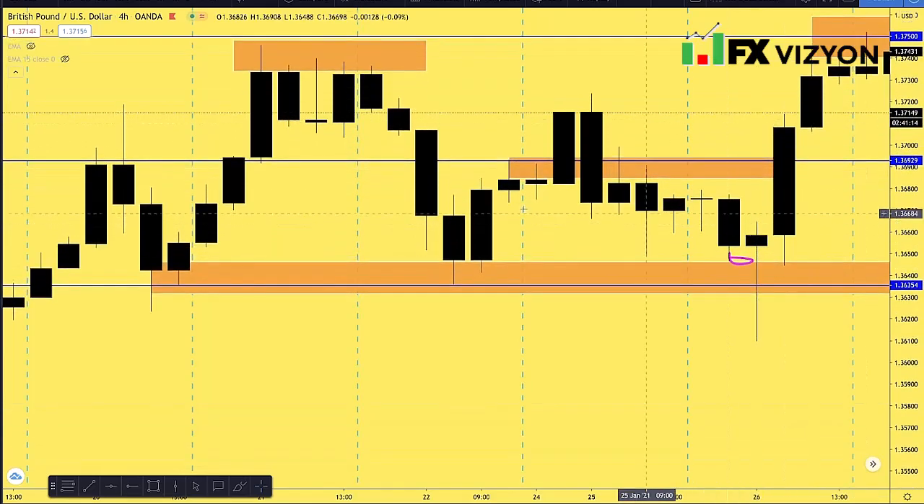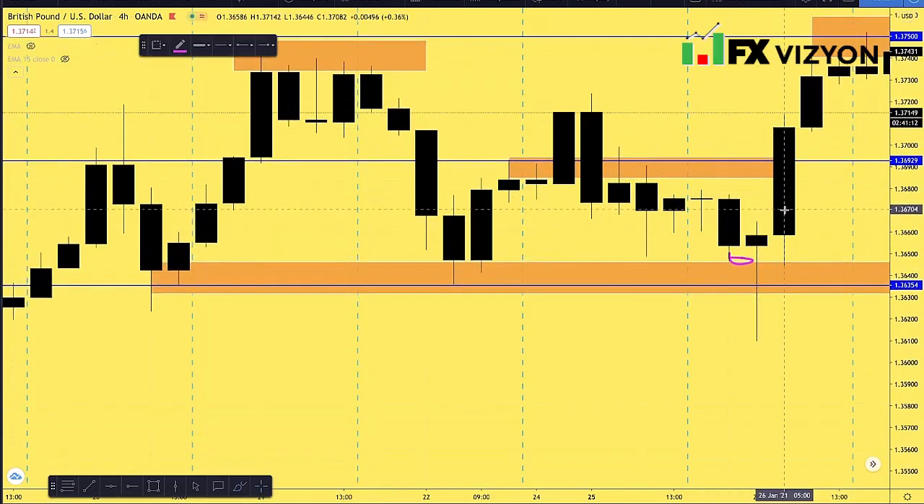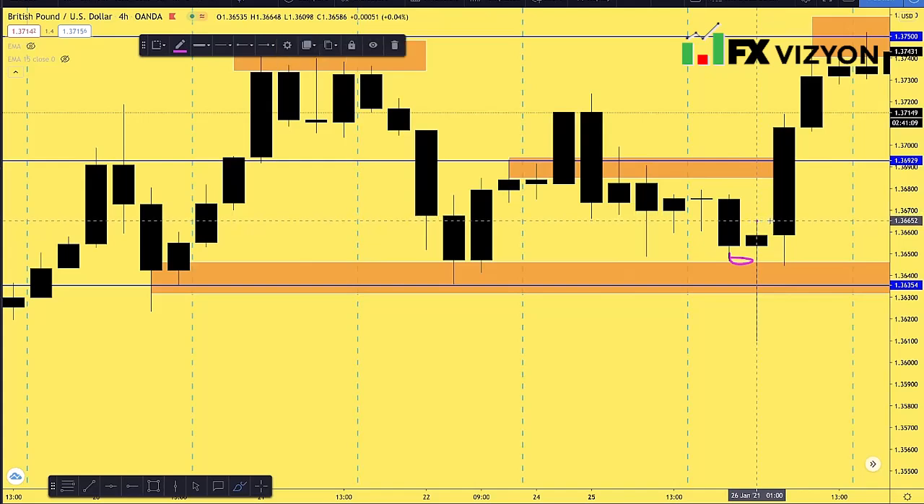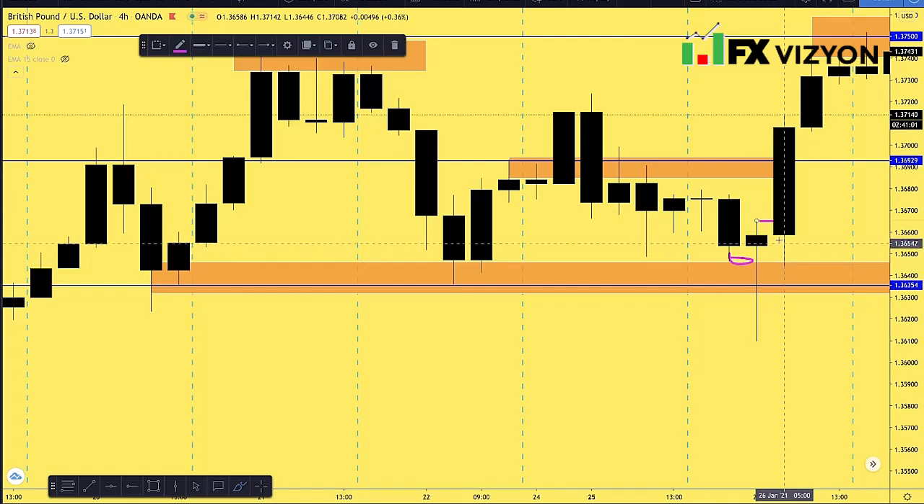Our wick fill area is supposed to be right here. So we want to see a rejection at 0-500, and we want to see price come around here, and we're going to get interested. So now let's go to the 30-minute time frame again.